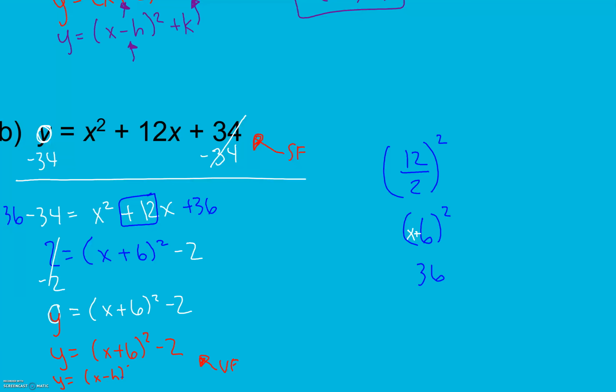Now, we don't want just vertex form, we want our vertex itself, which is y equals x minus h squared plus k. So again, we take the opposite of our number inside with our x. So right now I have plus 6, we take the opposite, negative 6. And our k gets everything afterwards. So here we want plus k, which is like plus a negative 2.